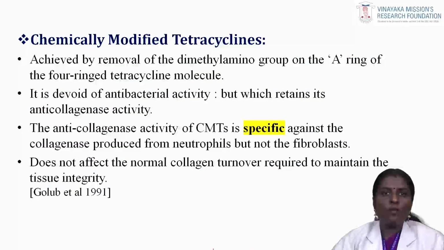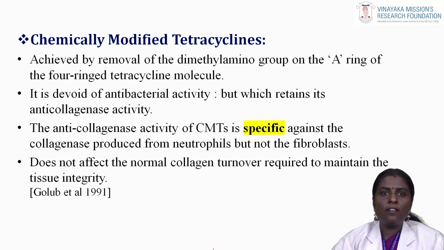Next, we have a special group called chemically modified tetracyclines. It is achieved by removal of the dimethylamino group of the A ring of the 4-ring tetracycline molecule. That is why it is called a chemically modified tetracycline. It is devoid of antimicrobial activity. Then what is it used for? It does not have antimicrobial activity, but it retains its anticollagenase activity. Very important here we have to note is that it has an anticollagenase activity.